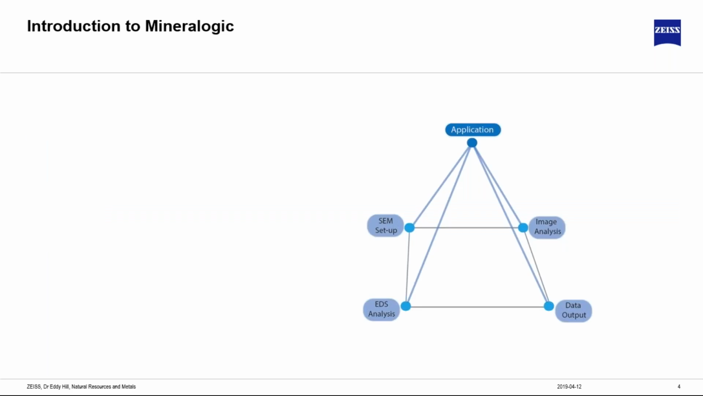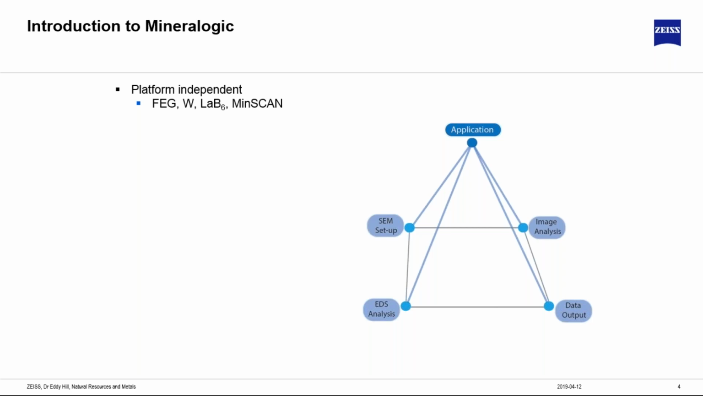So what is Mineralogic? Mineralogic is an application that sits on top of the SEM and performs image analysis or controls image analysis, image processing, EDS analysis, and the SEM itself all together to provide a material analysis with a high degree of flexibility and high precision. We then, at the end of the analysis, immediately provide the data outputs.